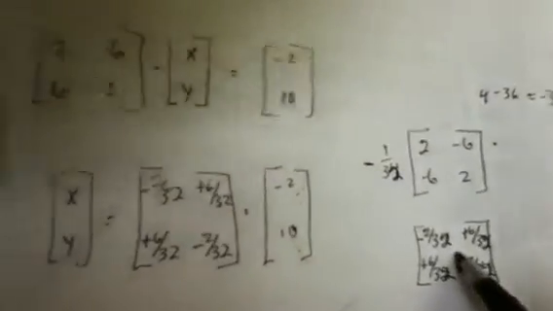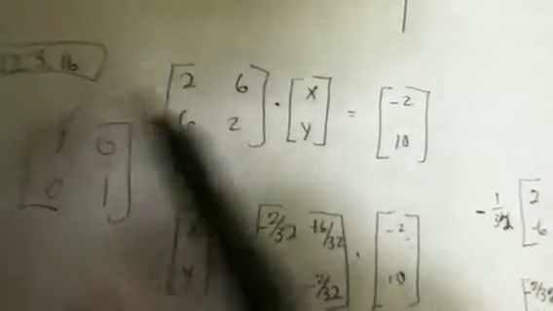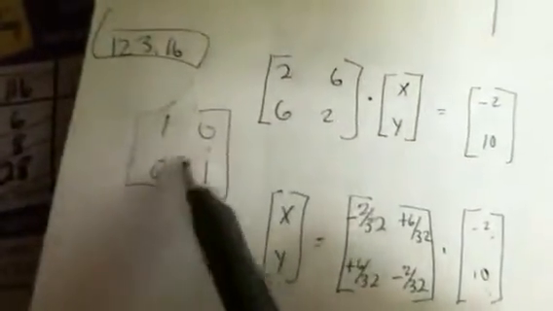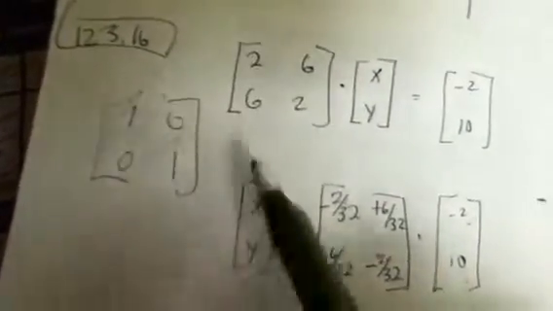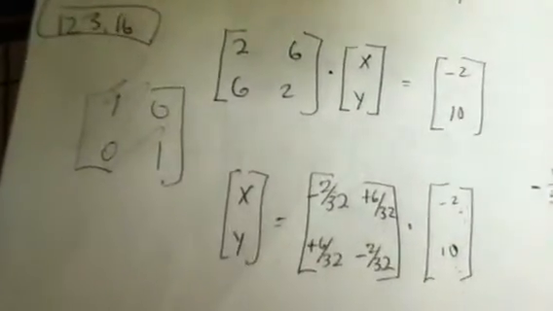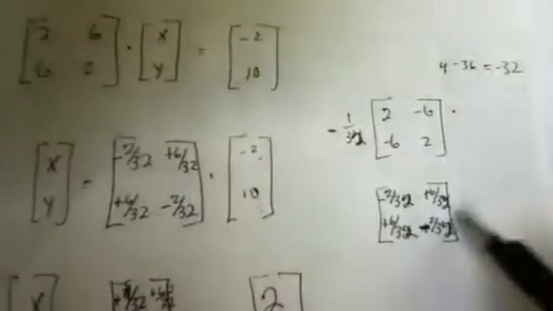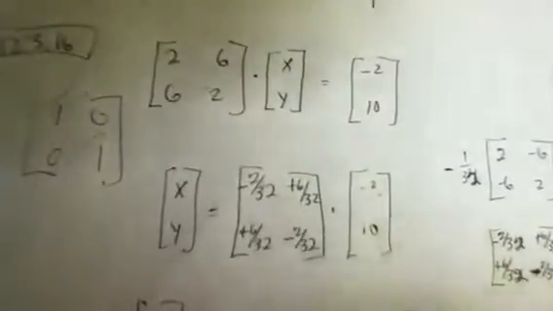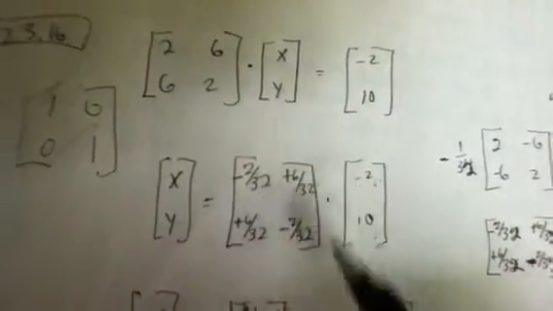If I were to multiply that matrix, put it right here and multiply these two together, I would get this matrix. And this matrix, when you multiply it by x and y, just leaves x and y by itself. Now if I multiply the left hand side by this inverse matrix, then I also have to multiply the right hand side by it. So there it is.